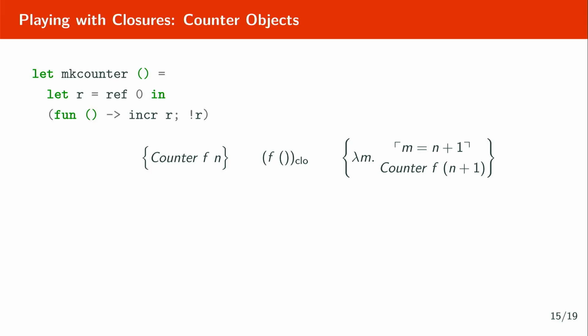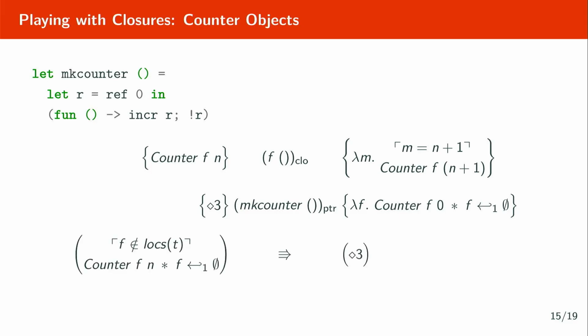Then we can, of course, allocate this counter. So mk-counter will require space credits to allocate the reference and the closure, and produce a counter f initialized to 0, and f is not pointed to by the heap and the evaluation context. Next, we can also deallocate the counter. If f is unreachable, is not a visible root, is unreachable from the heap and the evaluation context, and f is a valid counter, then we can deallocate it and get back the credits of the reference and the closure.